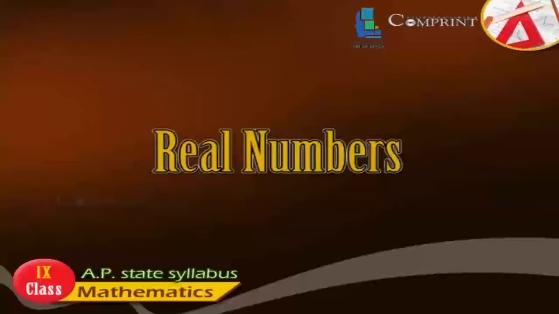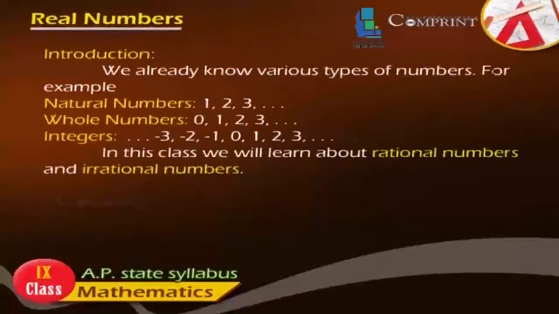Real numbers. Introduction. We already know various types of numbers. For example, natural numbers 1, 2, 3 and so on. Whole numbers 0, 1, 2, 3 and so on. Integers, from negative infinity to -3, -2, -1, 0, 1, 2, 3 and so on. In this class, we will learn about rational numbers and irrational numbers.